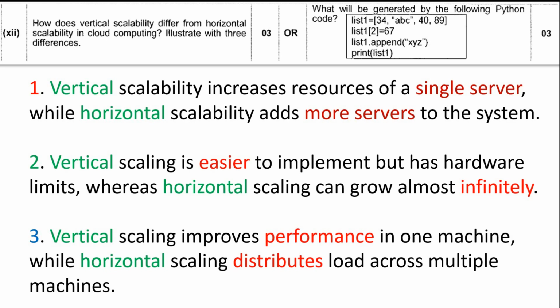Number three, vertical scaling improves performance in one machine, while horizontal scaling distributes load across multiple machines. If you have data of a heavy, complex nature and you want to compute on it, that data can be distributed on different machines. There are some rules and regulations for how data is distributed and how it is combined again to give one consolidated result.